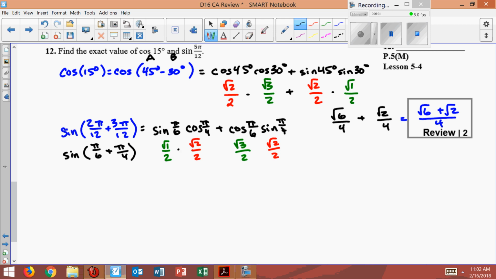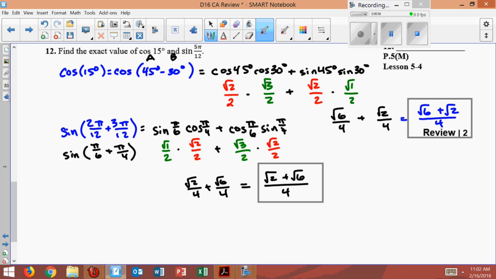When I go to simplify this, I get square root of 2 over 4 plus square root of 6 over 4, which again we could reduce, and it's the same exact answer as the previous. I know they switched the order, but that really doesn't matter. This would be our value. Let's check it out in the calculator.